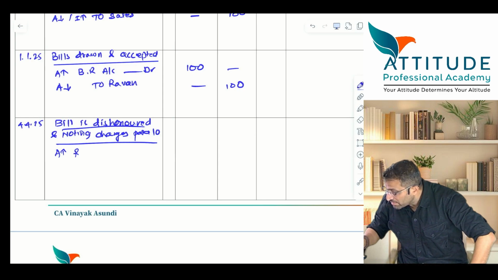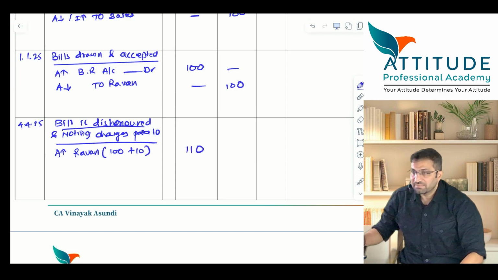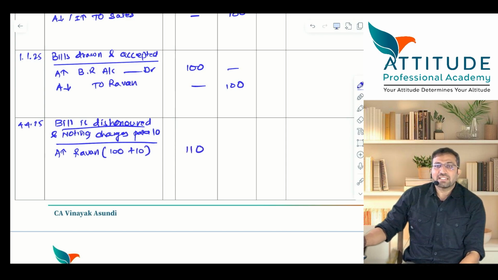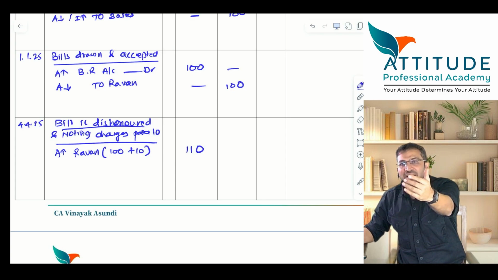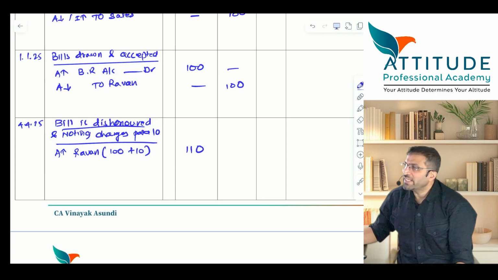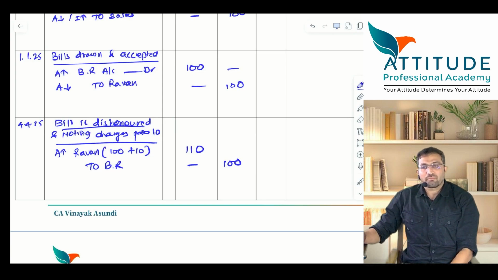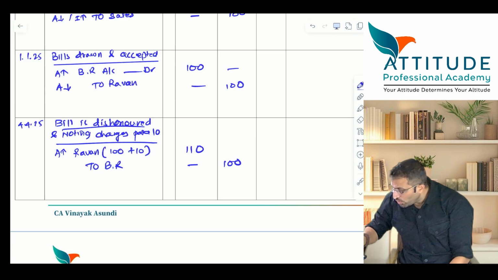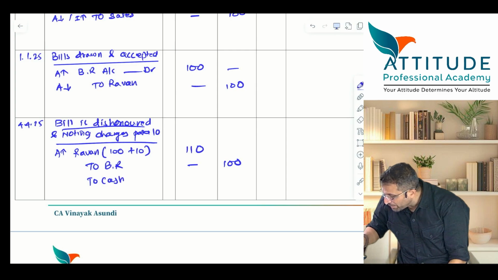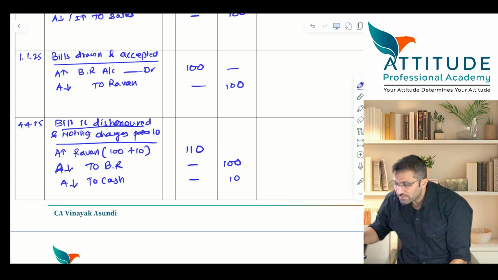Ravan account debit. This is 100 plus noting charges, how much? 10. 110. Asset increases, no? Once again you will say paise ene from whom? Ravan. Credit, bills receivable. That bill is a useless bill. 100 rupees gone. Credit cash. You have paid the noting charges, how much? 10. Here asset reduces and here asset reduces.